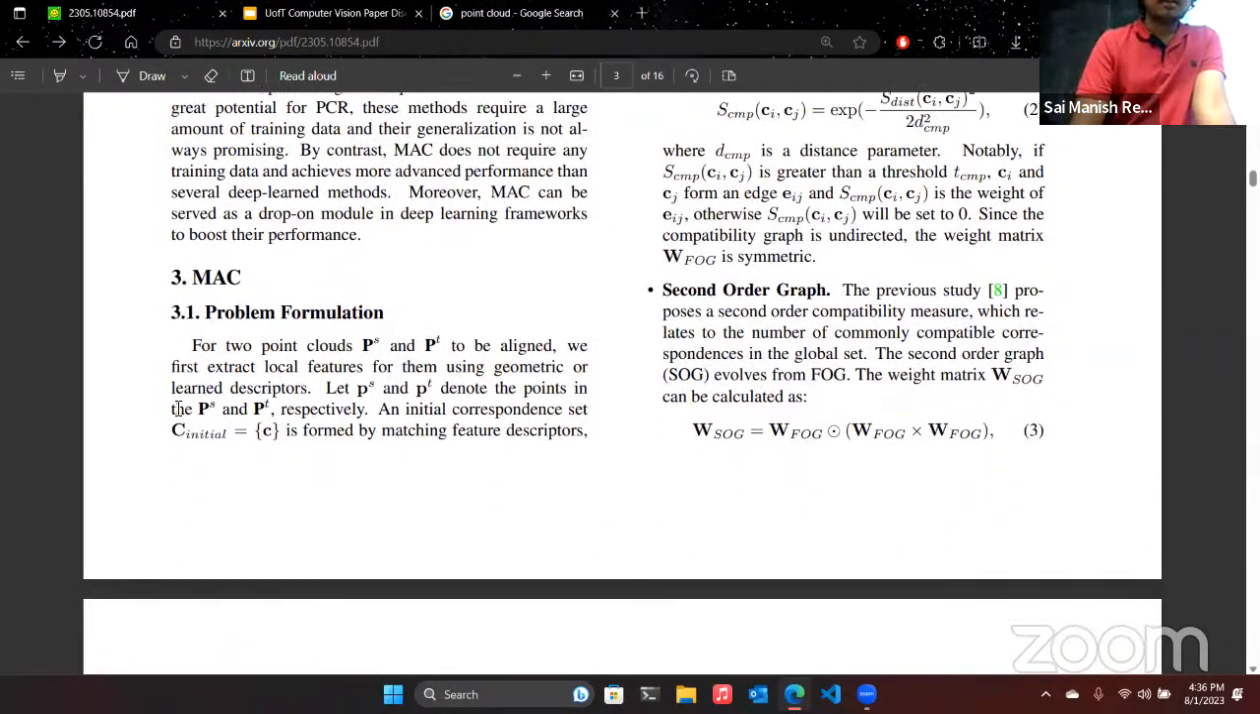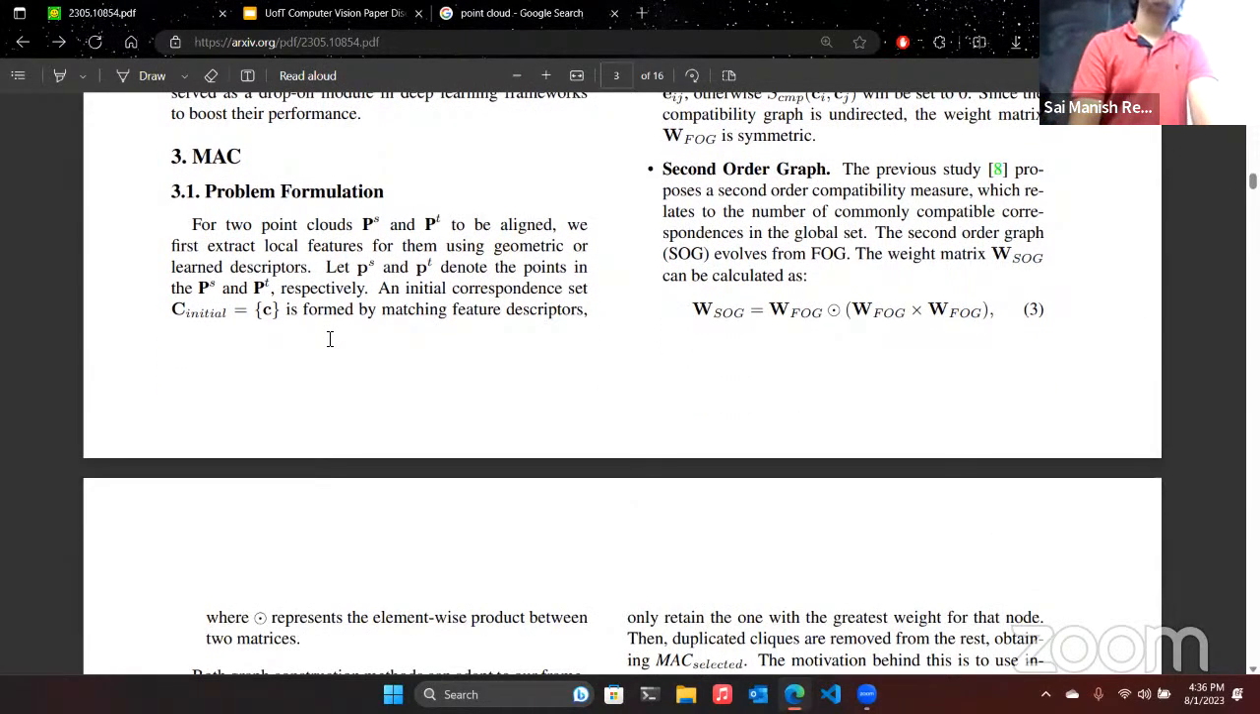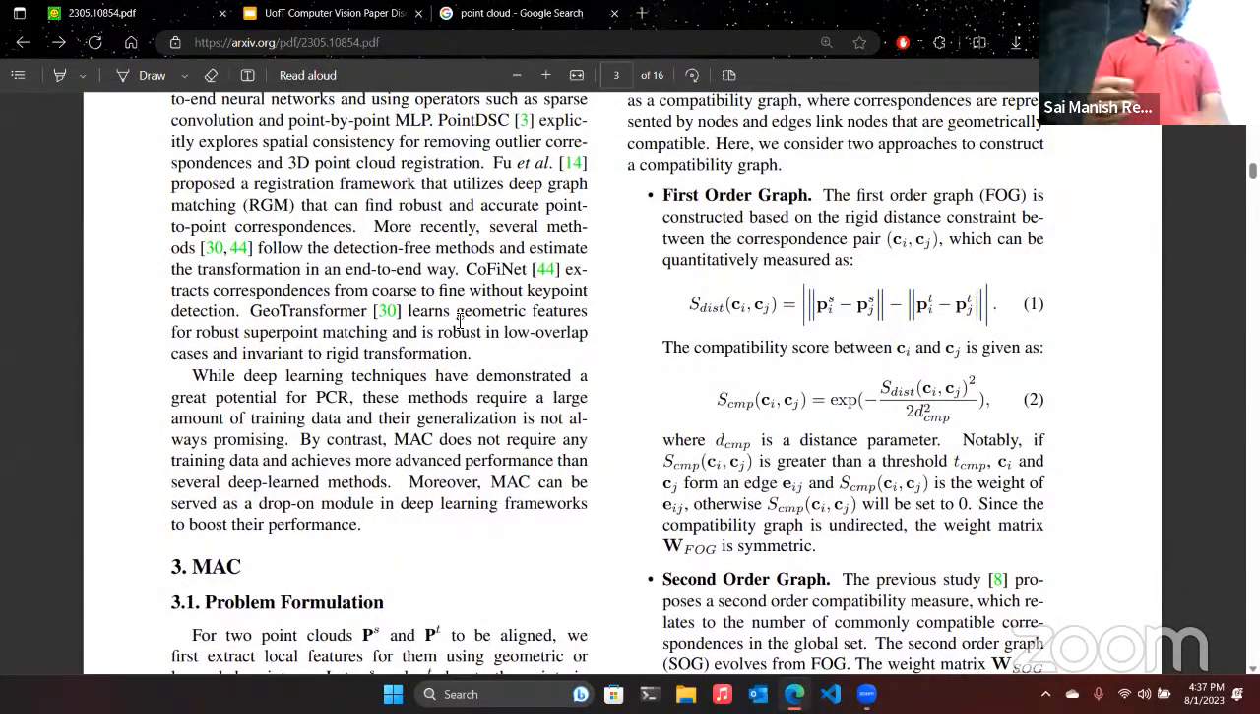The small ps and small pd are the points in them. And C initial is the set of all the correspondences in both of them. So this is like the random set from both of them. This is the set that is actually used to map both.